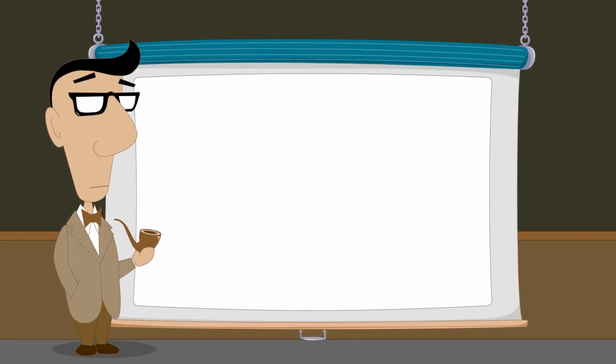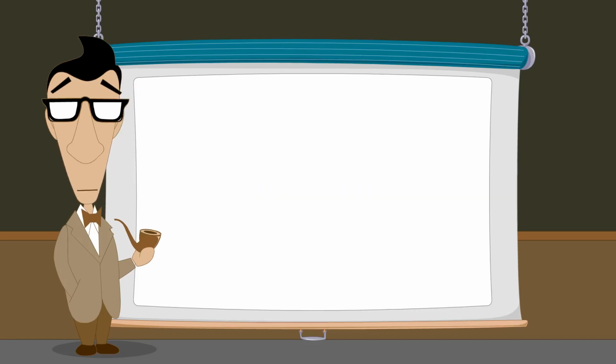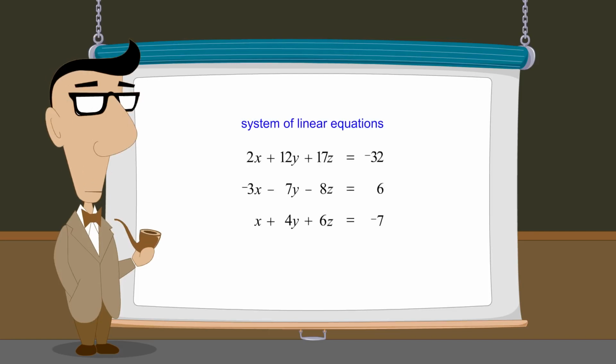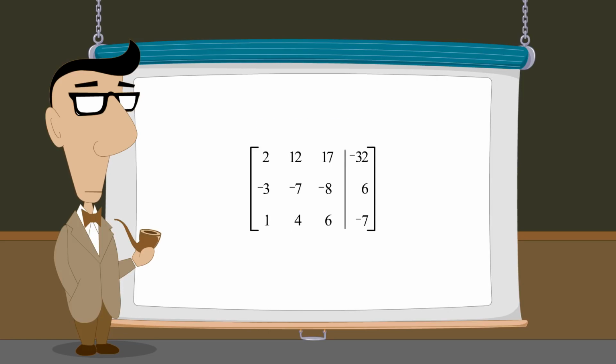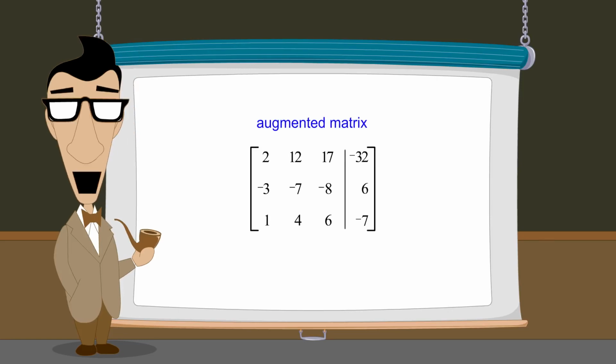Now that we have seen what matrices in row echelon form look like, let's see how the process of Gaussian elimination works. So let's start with a system of linear equations and create the augmented matrix which represents this system. We will now use Gaussian elimination to reduce this augmented matrix to row echelon form.